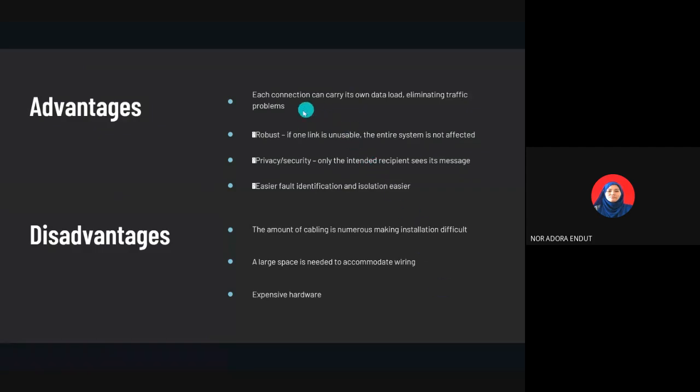Okay, so sebenarnya dia tak slow lah, each connection can carry its own data load, eliminating traffic problems. Sebab dia ada dedicated line tu yang bagus, maksudnya macam seolah-olah kalau kamu pergi hostel tapi dapat bilik seorang, tak share. Kitchen sendiri, bilik air sendiri, efficient betul lah, boleh lah duduk lama-lama kan, macam tu, tak share, right? So again, it is robust. If one link is unusable, the entire system is not affected. Kan? Sebab dia ada dedicated line.